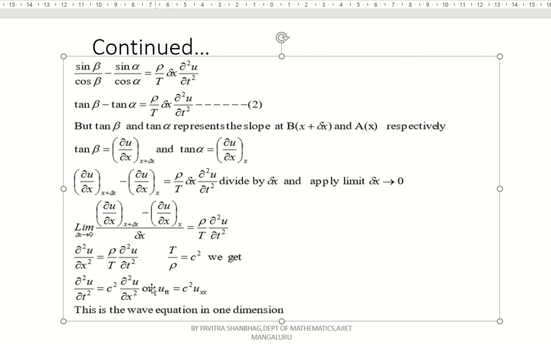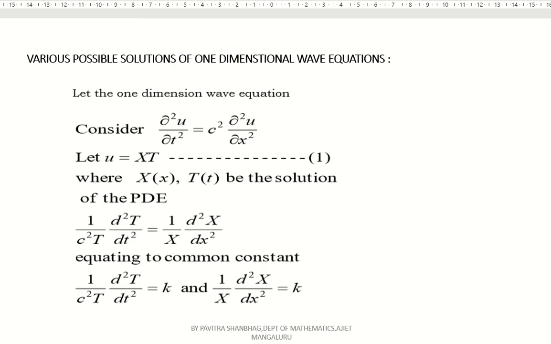Okay, students, please go through both the derivations. Both derivations are very important. Now, how to find the various possible solutions of this wave equation by the variable separable method, or the method of product. We can say product method or variable separable method. Here is how to obtain the solution for the one dimensional wave equation. We have already proved ∂²u/∂t² equal to c² ∂²u/∂x².